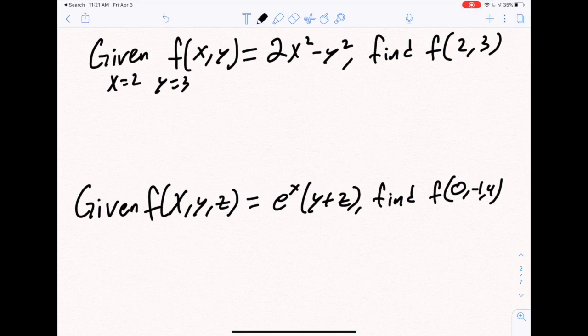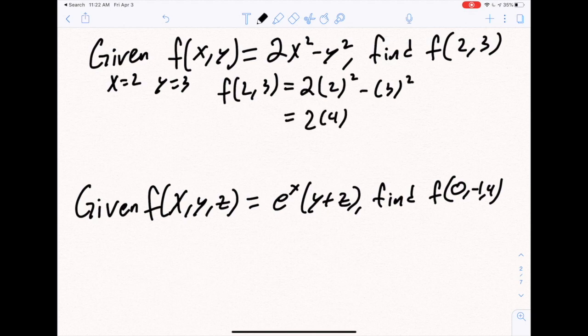So now that we know that x equals 2 and y equals 3, we just plug in 2 whenever we see x and 3 whenever we see y. So f of 2, 3 equals 2 times 2 squared minus 3 squared, which is 2 times 4 minus 9, which is 8 minus 9, which is negative 1.